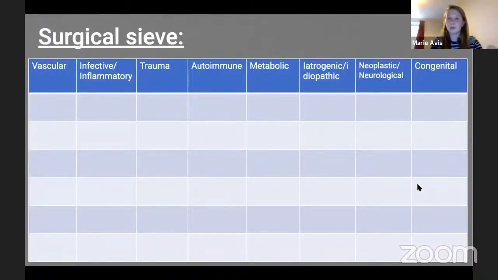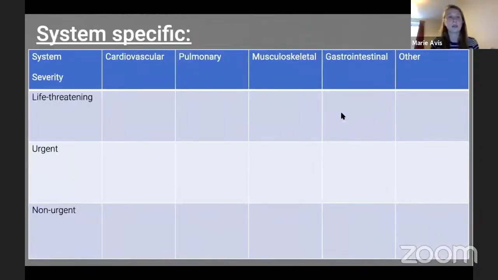So I've made a couple of tables for you guys to use. This one's for the surgical sieve, and there'll be a link to them below so you can download them and use them. But like I said, you can just fill these out. And then there's a system-specific one. And I prefer this one too, because I find it easier to break up into things that are life-threatening, things that are urgent, and things that are non-urgent. And like I said, I love acute care. So this is so useful in A&E when you're thinking, what do I need to rule out right now? And what's going to kill my patient first? So yeah, this is really, really useful. And you can find them below when we go into part 2.